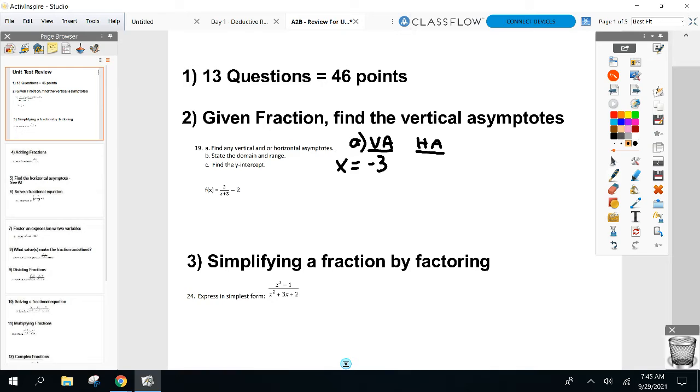How about the horizontal now? This is where I get nervous, because you do have to remember three rules. You can look back if you need to, because we're reviewing. First thing, before you select the rule that applies, you need to figure out which degree is higher, numerator or denominator. All right, here we go. I'm going to start calling out some people.